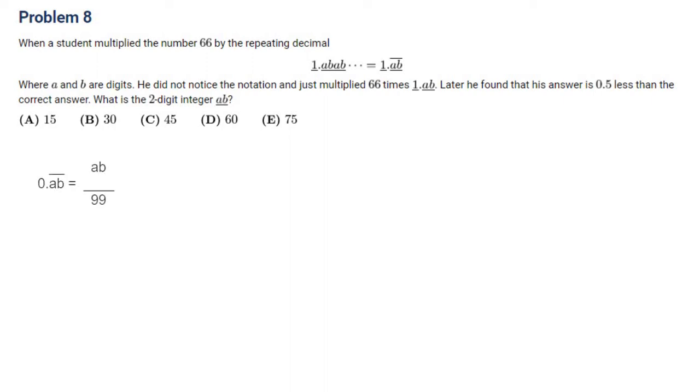So first let's start off by defining some things. So 0.AB with the bar notation is equal to AB over 99. A way to prove it is by using a system of equations.